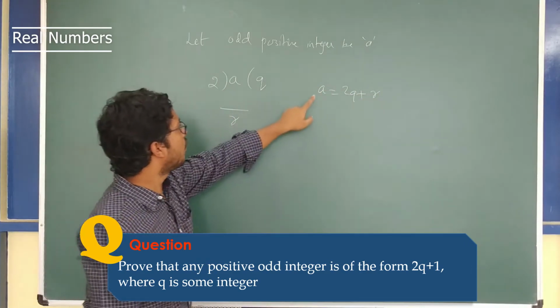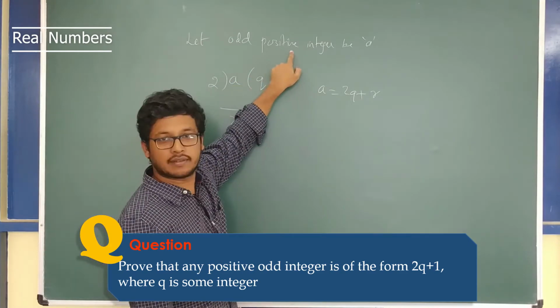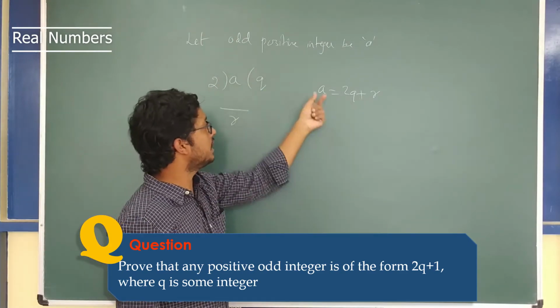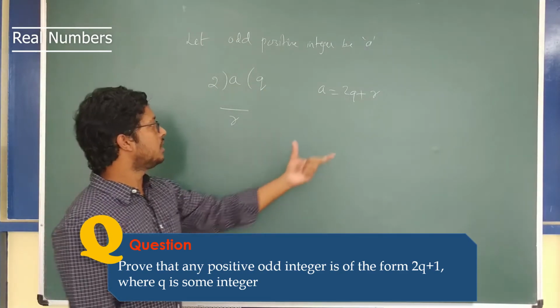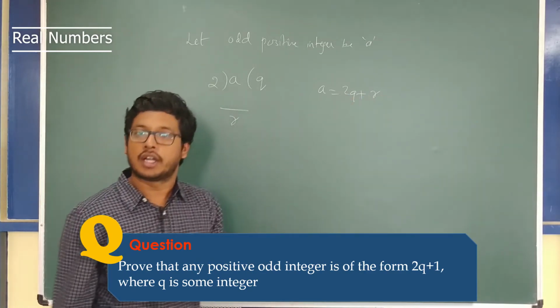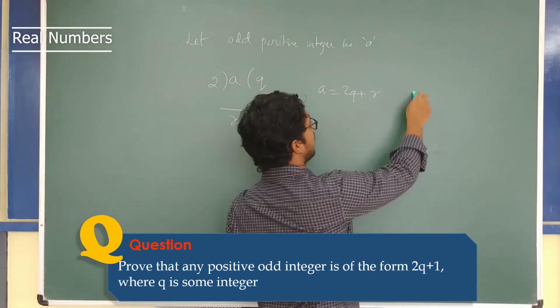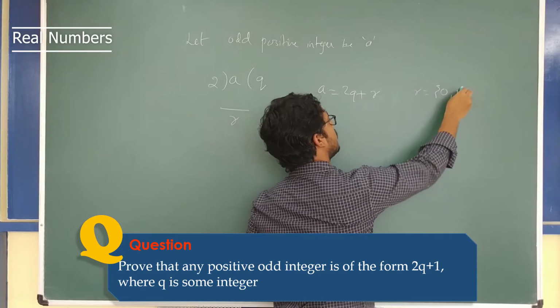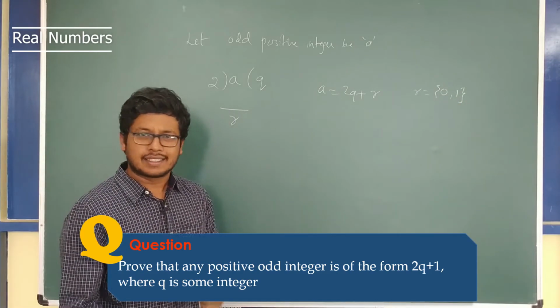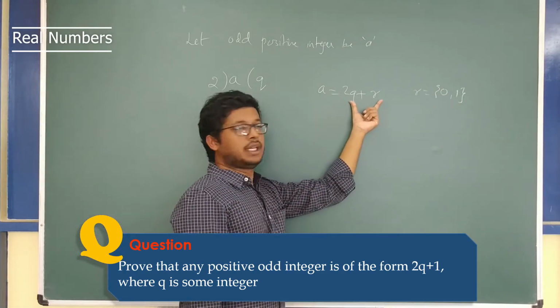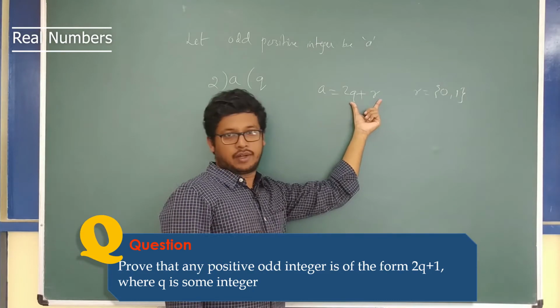Please remember, what is a? a is a positive integer, an odd positive integer. So we want this to be in the form odd, correct? What are the possible values of r here? So r can take 0 or 1. As I said, we want this value to be an odd value, correct?